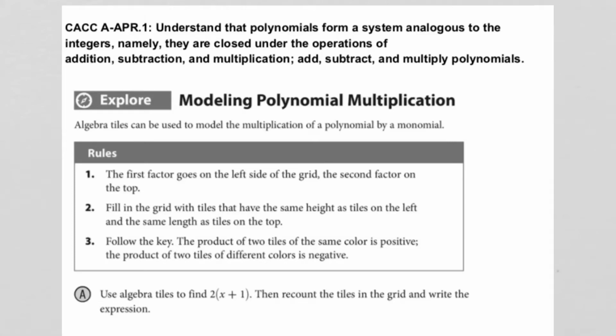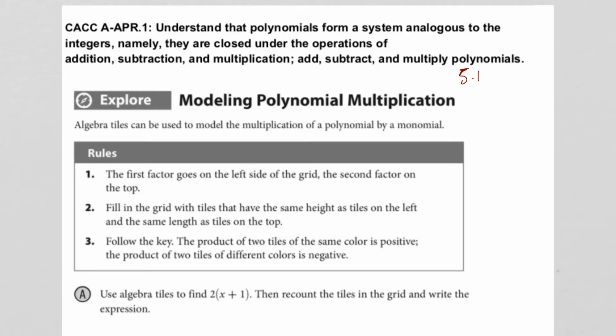This is section 5.1, the guided notes. In this section, we're going to be multiplying polynomials. In the last one, you were adding and subtracting them, and this is just going to do the multiplication now. We're going to start by multiplying with algebra tiles.